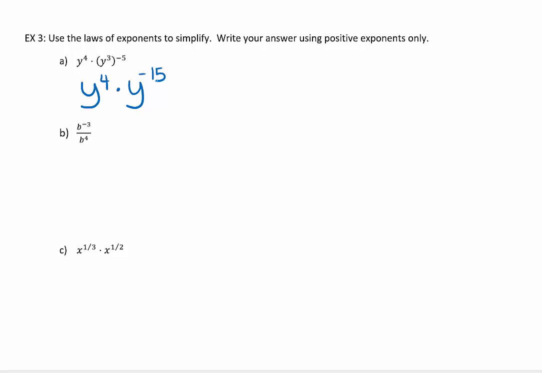3 times negative 5 is negative 15. Now because I have a product, I add the exponents. 4 plus negative 15 is negative 11. And finally, because they asked for an answer with a positive exponent, I'm going to write that as 1 over y to the 11th.